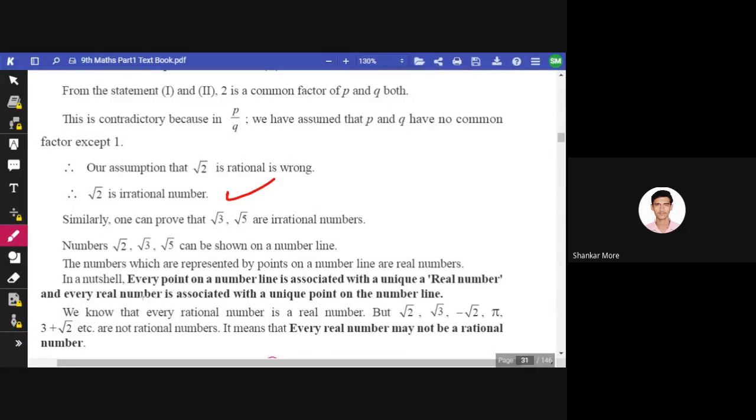The numbers which are represented by points on a number line are real numbers. In a nutshell, every point on a number line is associated with a real number, and every real number is associated with a unique point on the number line. So whether it is a rational number, irrational number, integer, natural number, whole number, any number, all these numbers are real numbers.